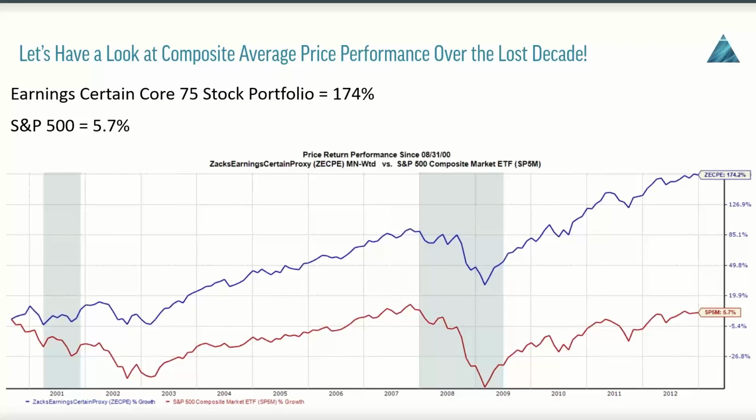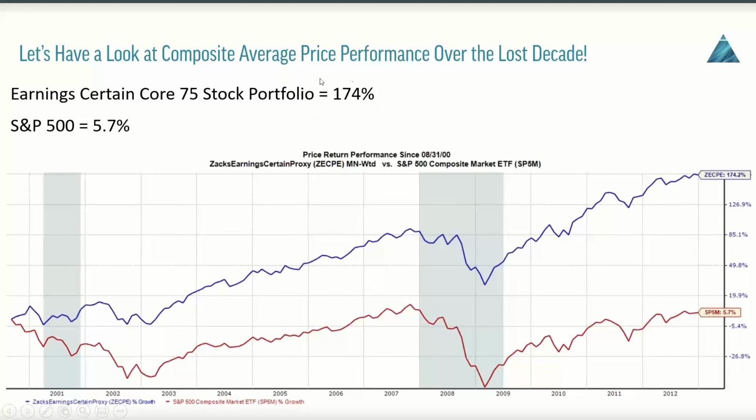And again, recall that I'm using composites out of the Zacks research system. So this is going to be the composite average price performance of each of these portfolios. I'm not using the S&P 500 index. I'm actually using the market-weighted composite so that we have an apples-to-apples comparison of how the average stock ended up performing in each of these groups. It's very indicative of index performance, but it's not going to be one-to-one. But you'll get the general idea here.